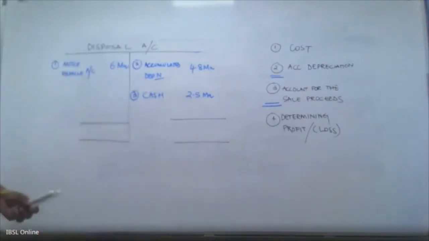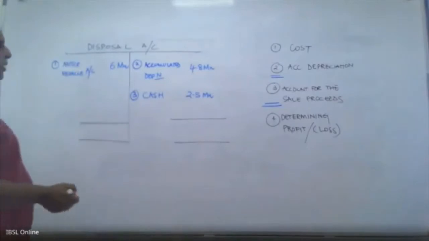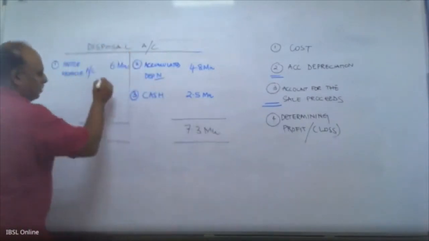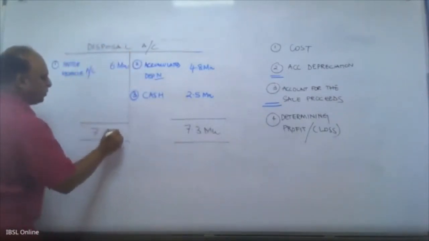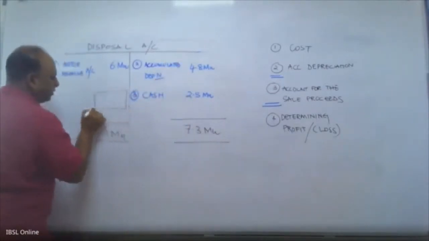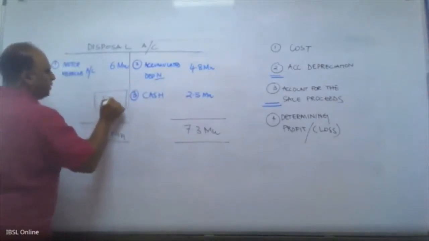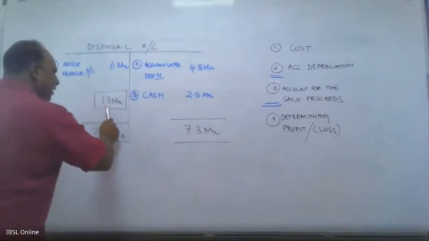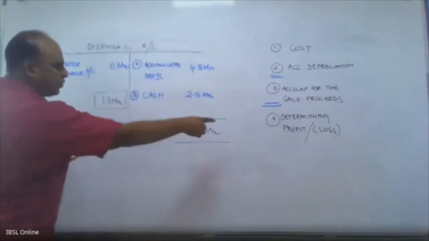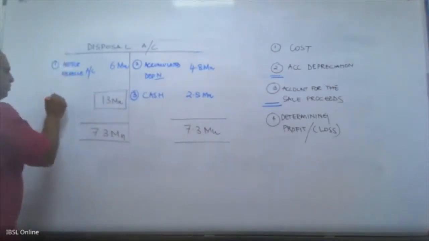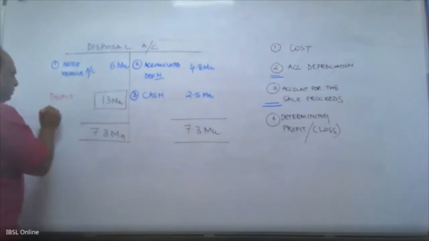Now I will have to balance the account. So here 7.3 million. You put 7.3 million here also, but that side is balanced. This side there is a difference. That is 1.3 million. Now what is this 1.3 million? You debit 1.3 million here, you credit your P&L, which is known as the profit on disposal.